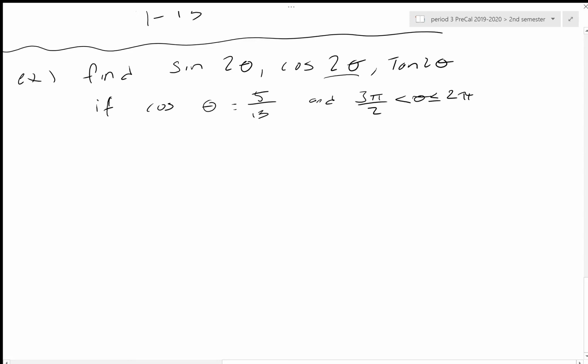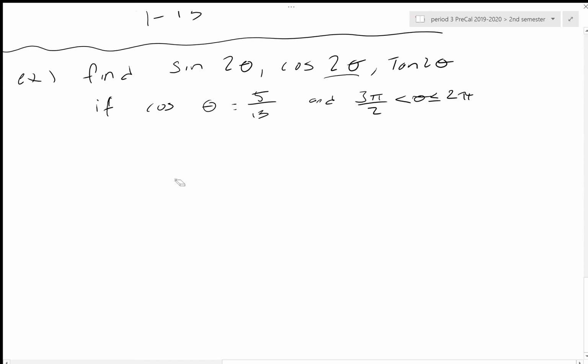Okay, so the first mistake is you cannot just say cosine of 2 theta is 10 over 26. You can't just multiply it. Okay, it doesn't work like that, alright?